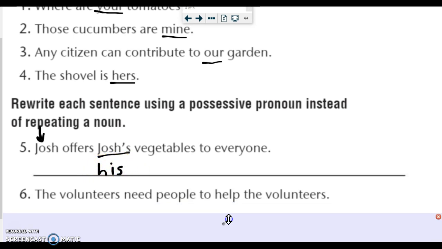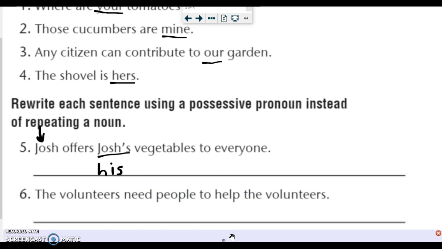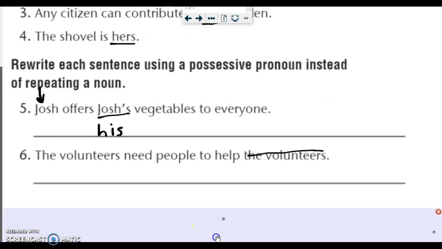All right, let's look again. The volunteers need people to help the volunteers. One of them, the second volunteers, needs to go. So what are some words that we could possibly put in there that would help it make more sense? Hopefully some of you are saying the volunteers need people to help them. We can take away both of them if we need to. We can say the volunteers need people to help them. There's many other ones that you could possibly use, friends. All right, let's see if we have one more. Nope, that's it.